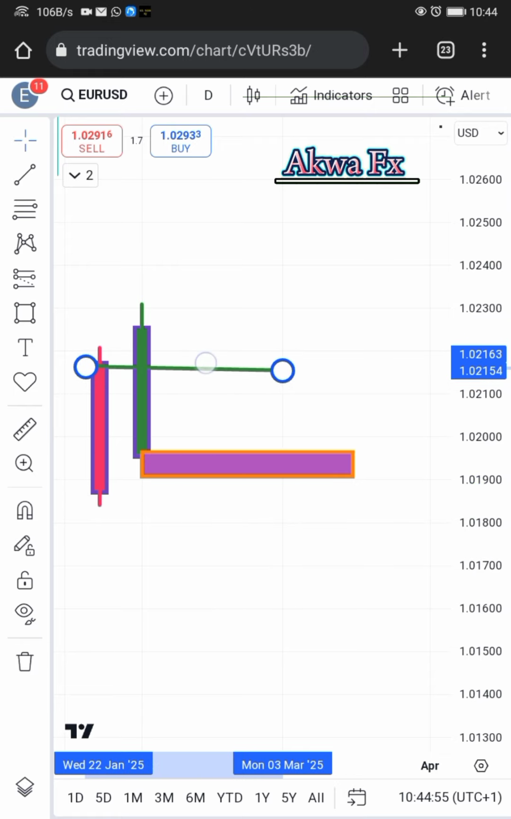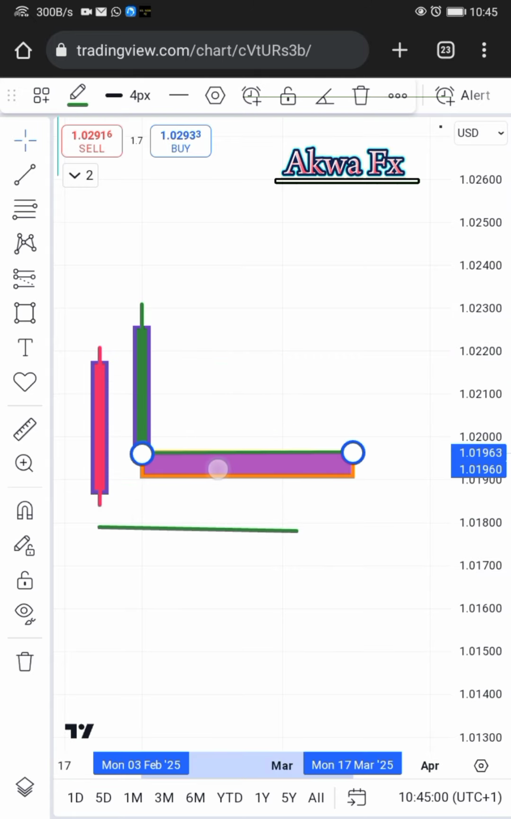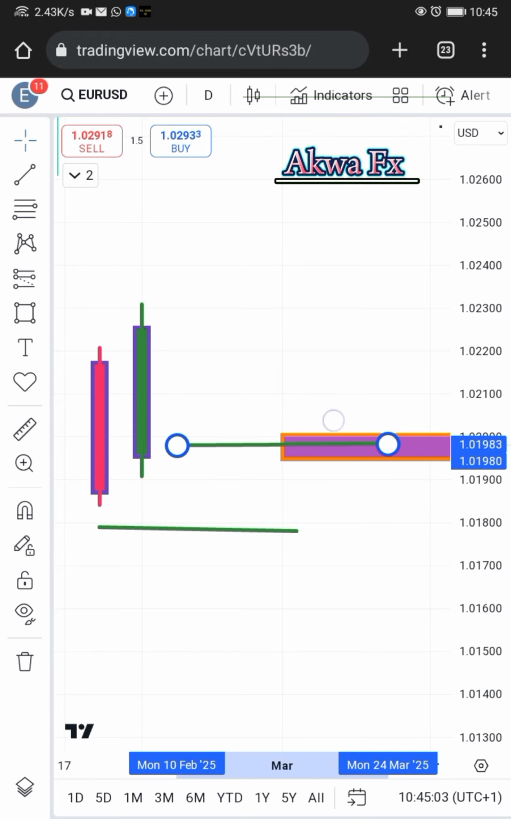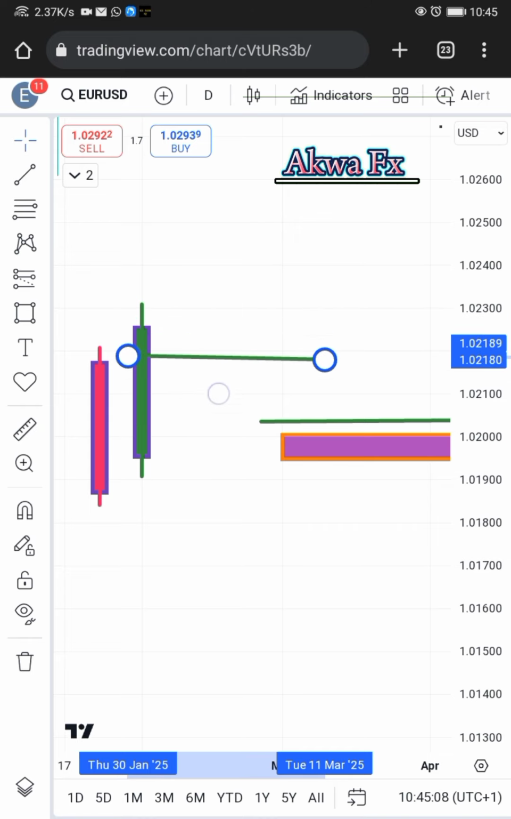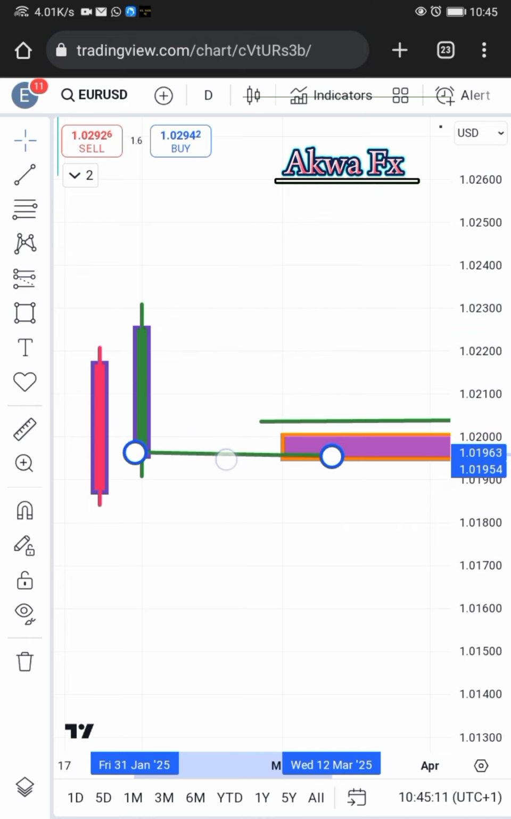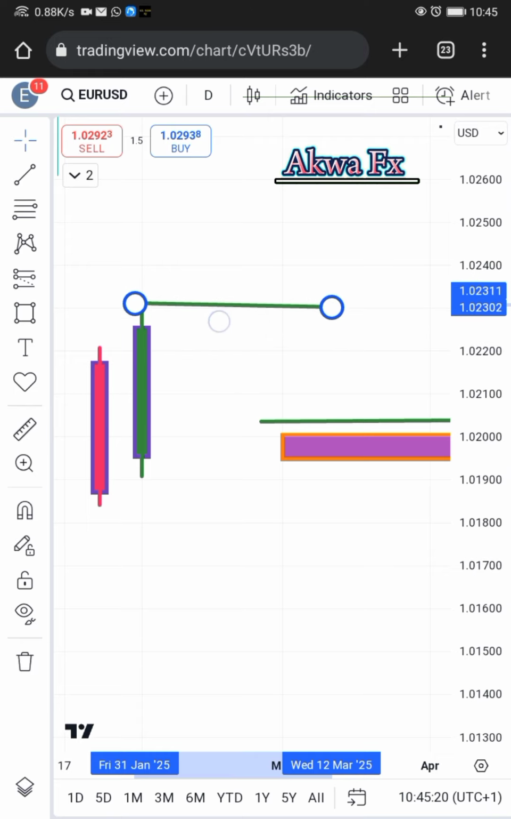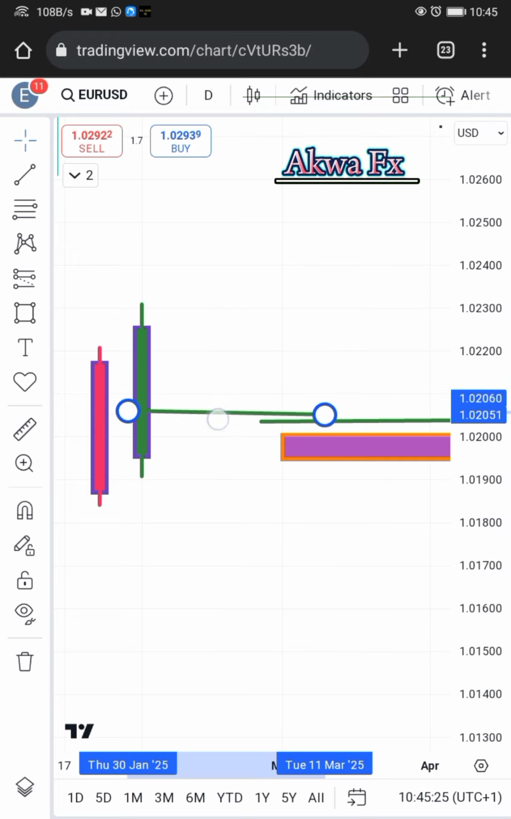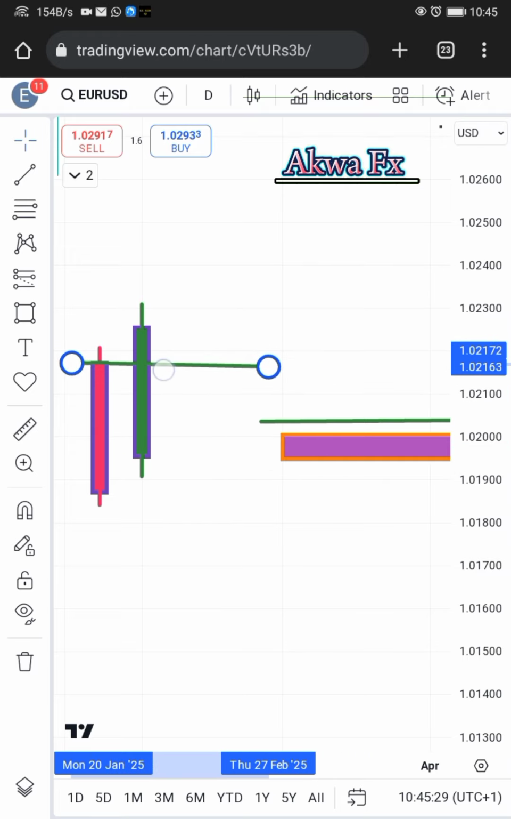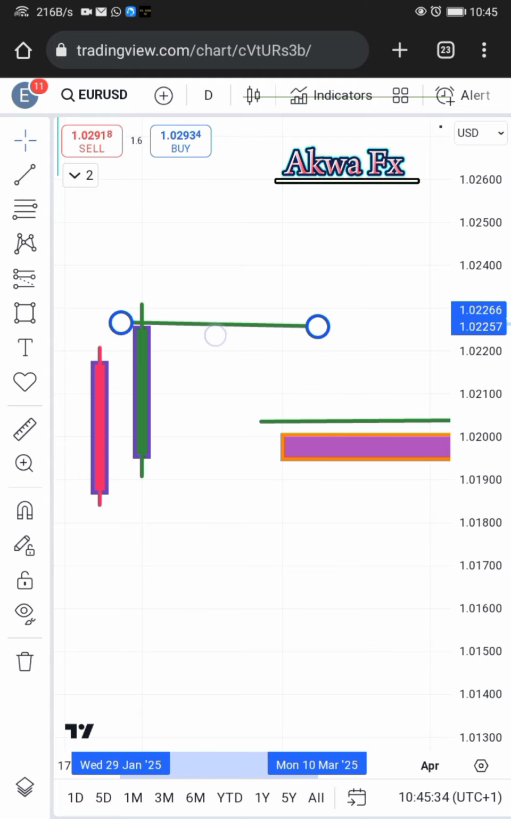So the bearish candle will open from the top and it will close below, while a bullish candle will open below and it closes at the top. So the bullish candle opens at this point, it went lower till this point, and it went higher at this point, and it closes at this point. The two differences here: the bearish candle opens from the top and closes below, while the bullish candle opens below and closes at the top.